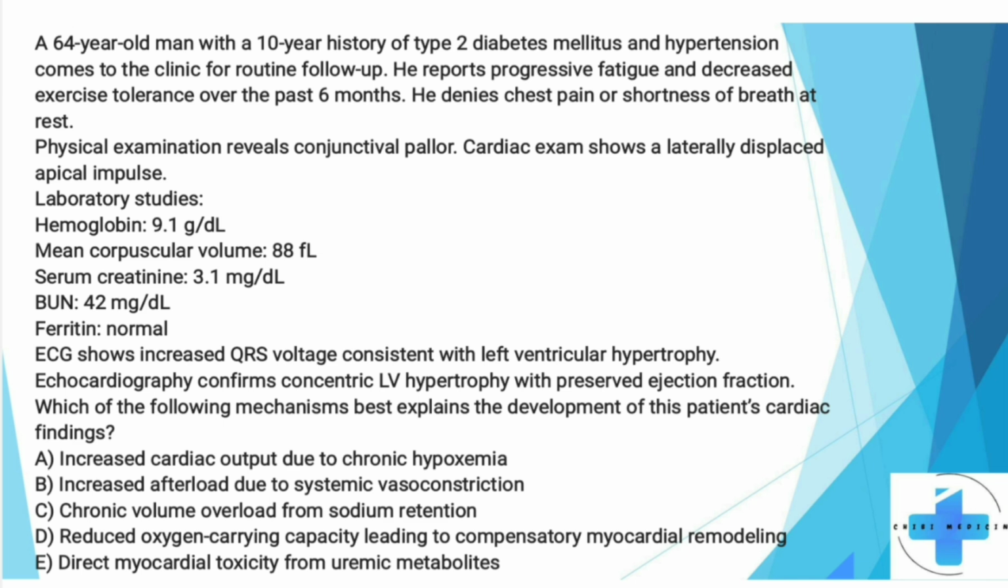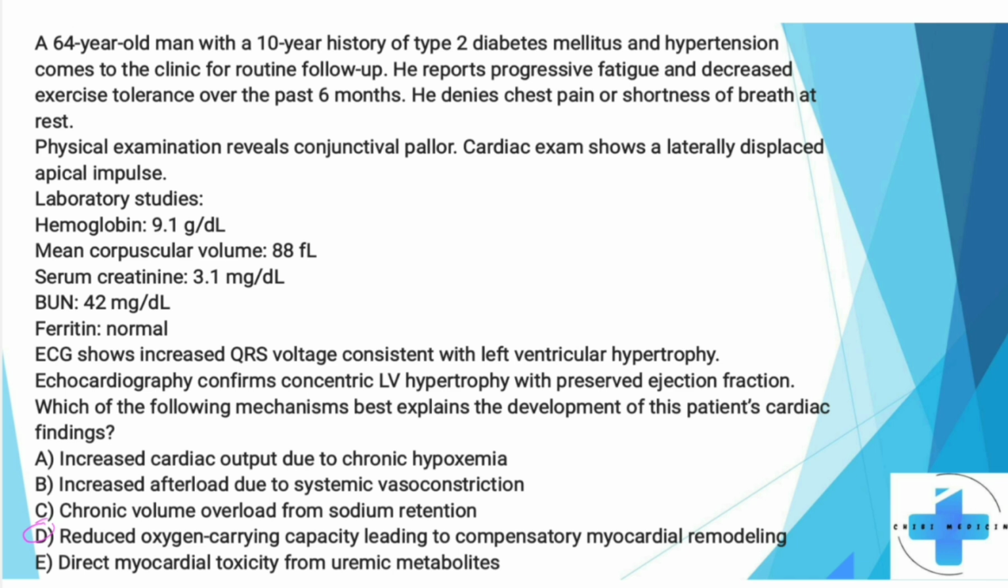Laboratory studies: hemoglobin 9.1, MCV 88, serum creatinine 3.1, BUN 42, ferritin is normal. ECG shows increased QRS voltage consistent with left ventricular hypertrophy. Echocardiography shows concentric left ventricular hypertrophy with preserved ejection fraction. Which of the following mechanisms best explains the development of this patient's cardiac findings? All right, so for this, the answer is D. Reduced oxygen carrying capacity leading to compensatory myocardial remodeling.